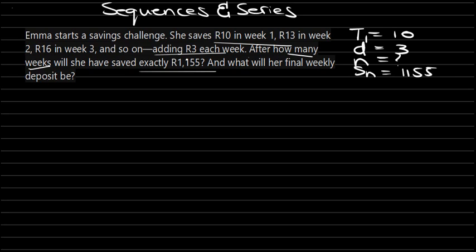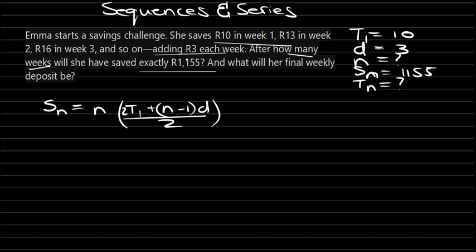We also need to calculate Tn. That's the last thing. Let me just fix this. Sorry, it is Tn because we don't know n as of yet. Alright, so we will start with our arithmetic series equation, which says Sn equals n times (2t1 plus (n minus 1) times d) all over 2.